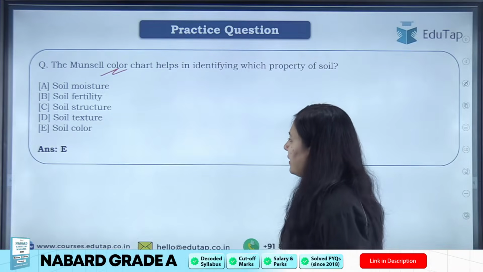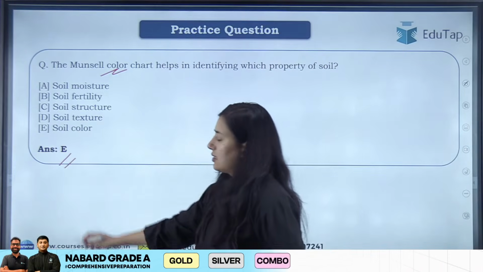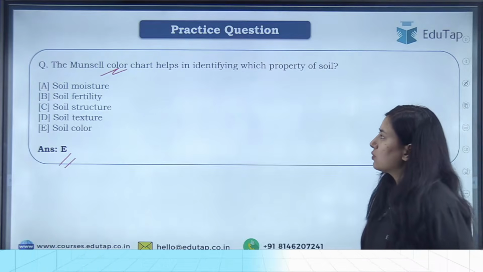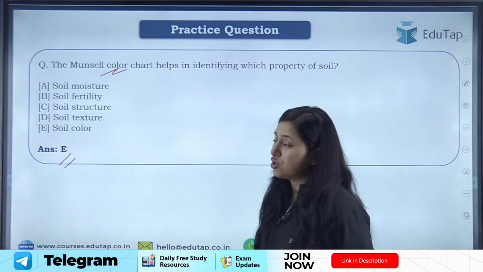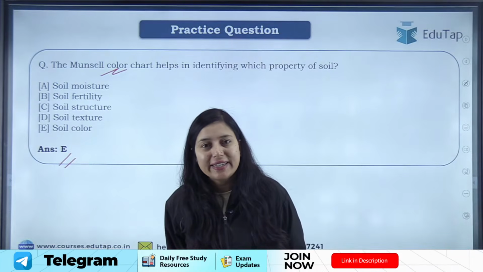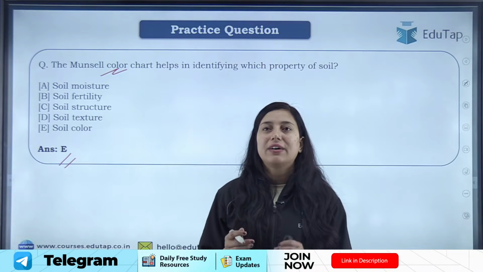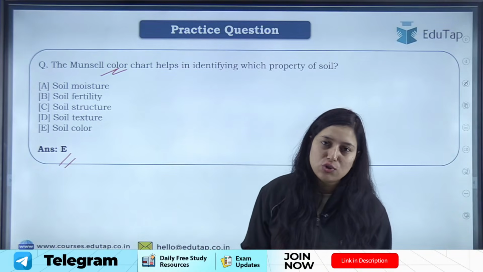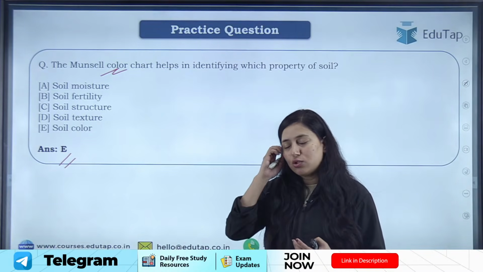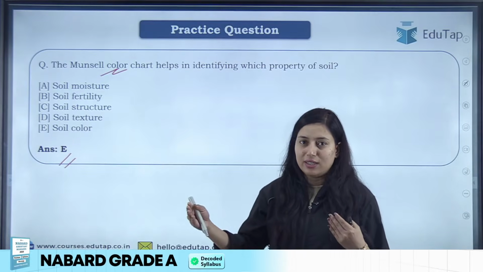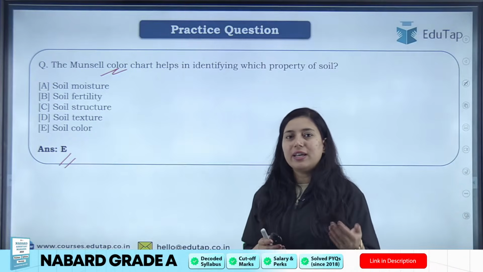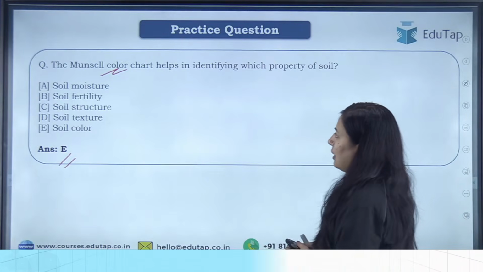Okay, very good. It is soil color. I can see right answers coming. So there is one color chart which is known as Munsell color chart, through which we identify the color of soil. We know that soils are of different colors. There is red soil, black soil, right? Some sandy soil can have orange color, right? So we identify the color of soil with the help of this chart.